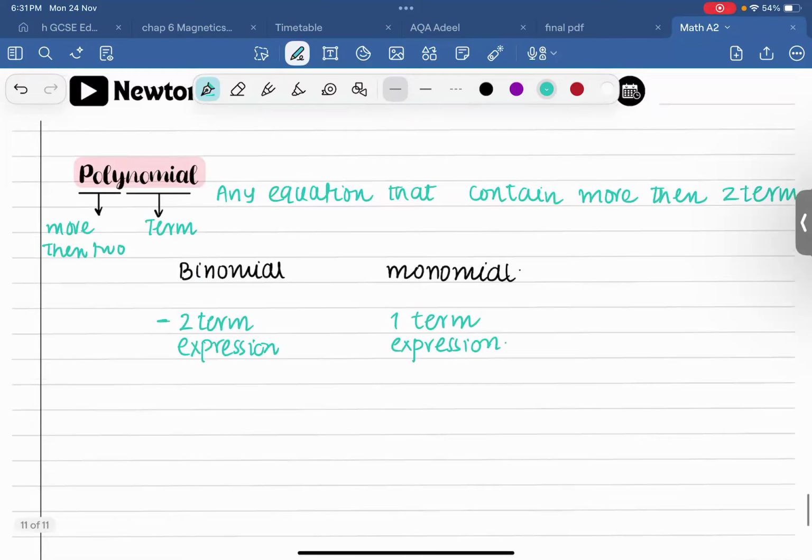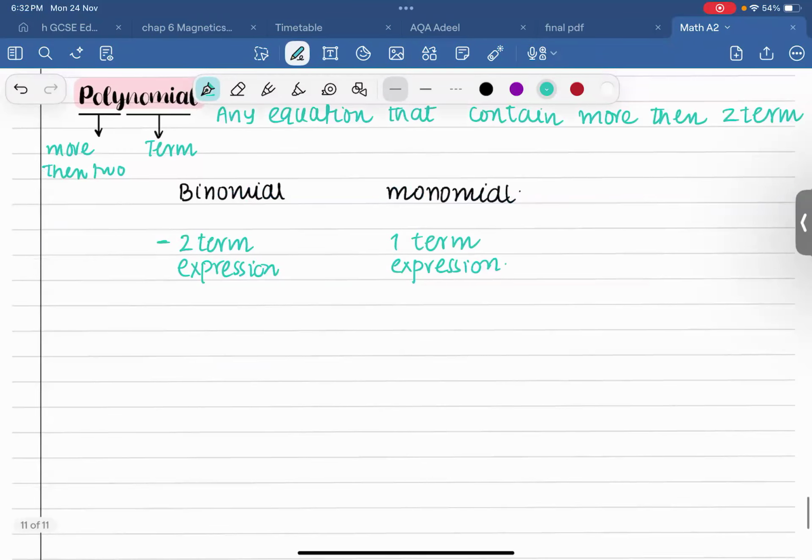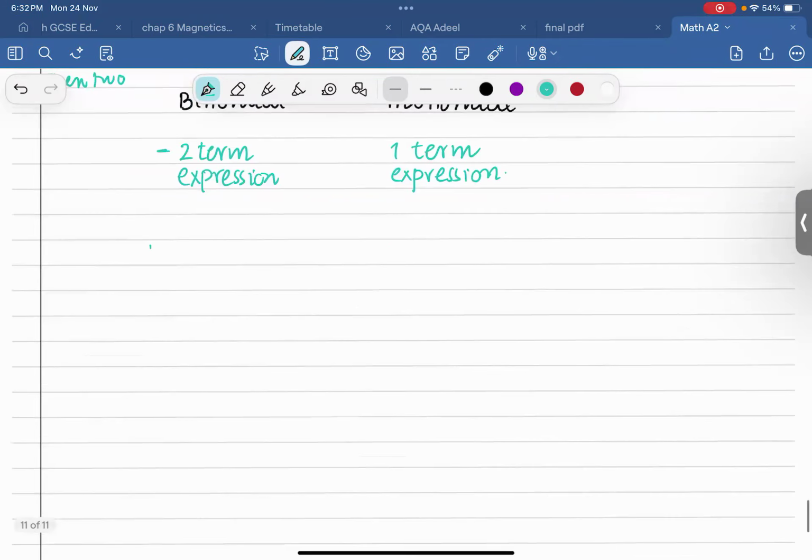Now, please do not confuse the concept of binomial, monomial, or polynomial with the power of the equation, right? So, like if we have y equals, let's say p of x, p of x equals 2x plus 5, let's say. I can say this is a binomial, right? So this is a linear equation, right? Linear equation, right?